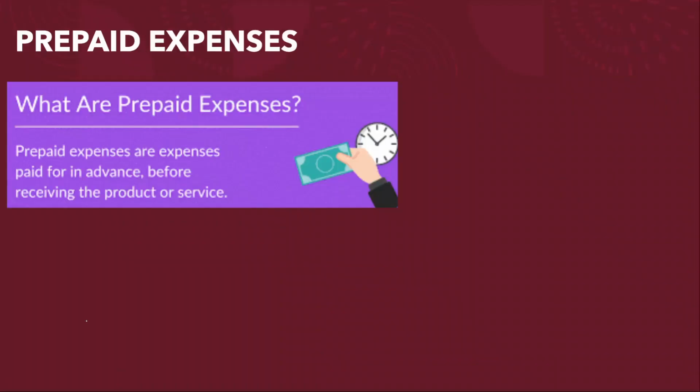Next one is your prepaid expenses. So what are prepaid expenses? Prepaid expenses are those expenses which you have paid in advance, before receiving the product or services. So that becomes your prepaid expenses. So for prepaid expenses, the journal entry becomes prepaid expense account debited to the concerned expense account.